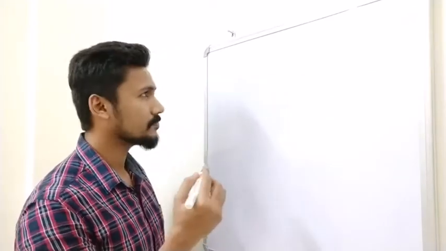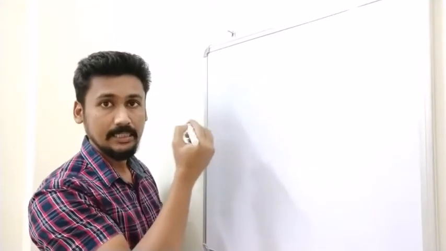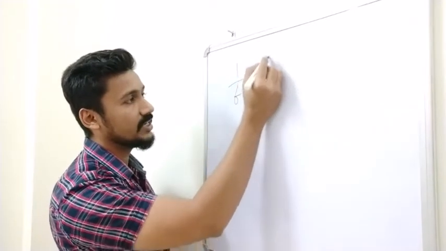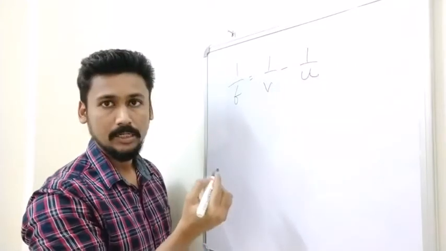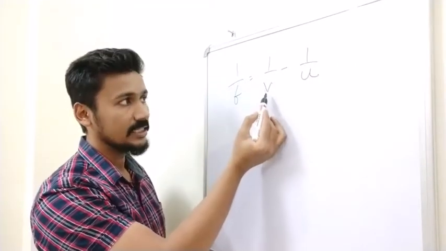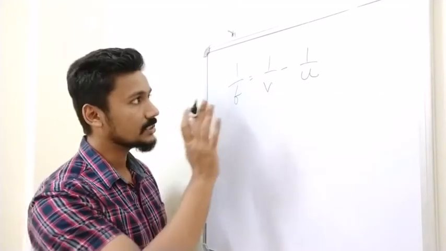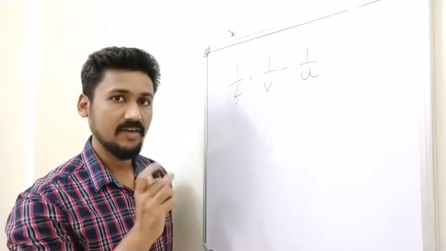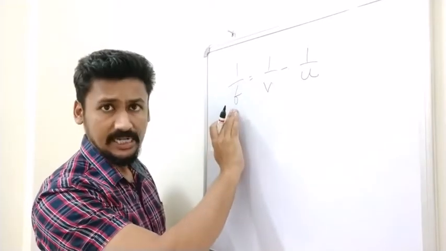Now already we know, so we will not go for the derivation, we just do a quick revision. So what is the lens formula? Lens formula is 1 by f equals 1 by v minus 1 by u. Of course we know f stands for the focal length, v stands for the image distance, and u stands for the object distance. So this particular formula is applicable for any kind of lens, for concave as well as convex.